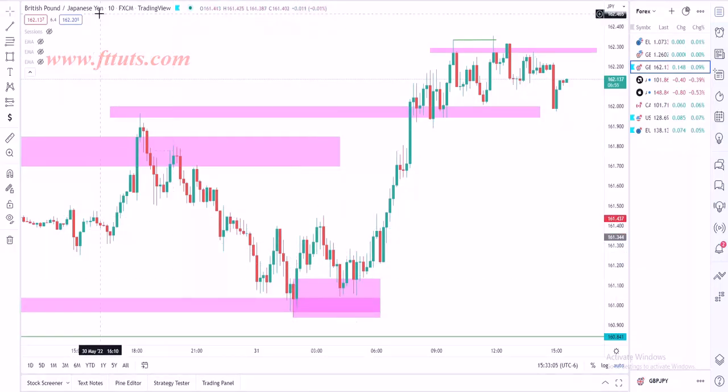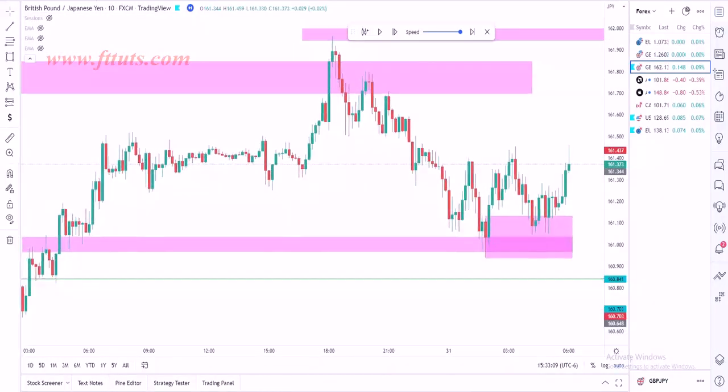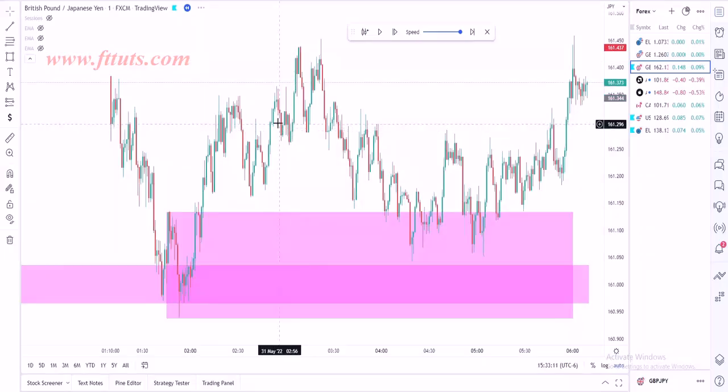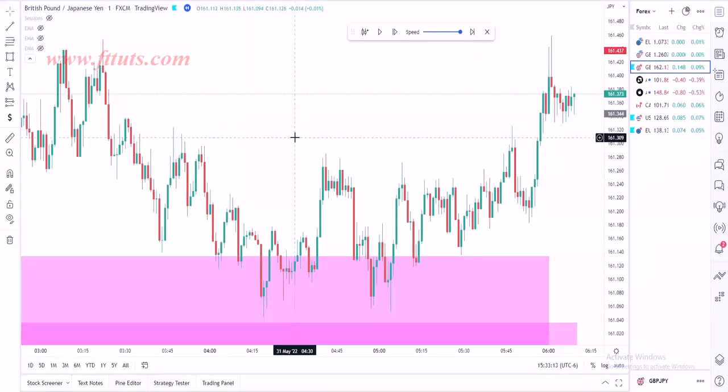So here we go. Let's drop down. Let's actually go to the replay to make it a little bit easier. Let's go to the 1 minute. Let's see, the first time that price touched was right here, okay?